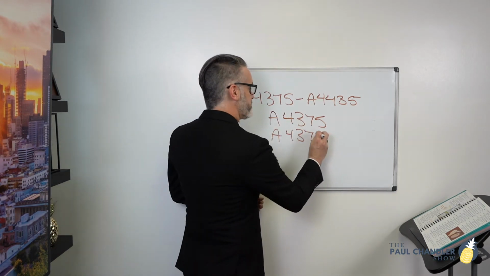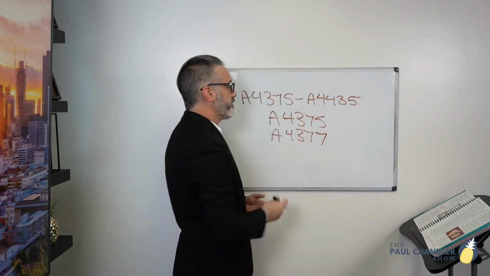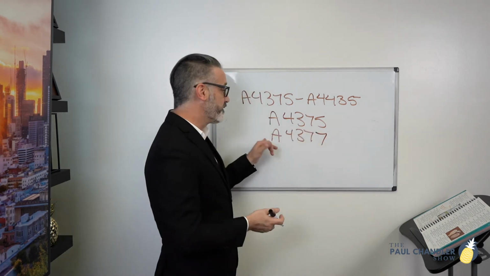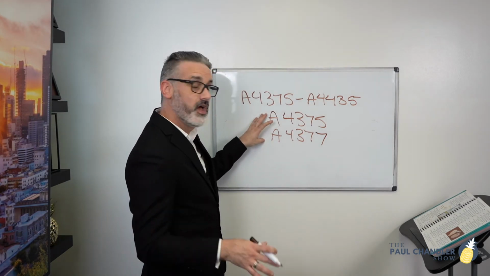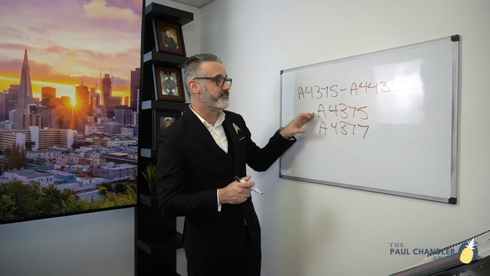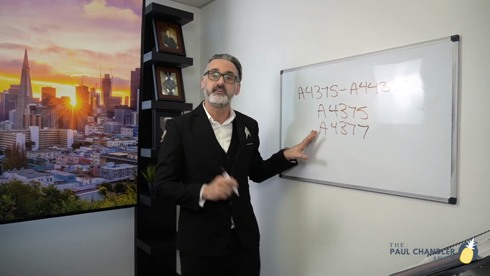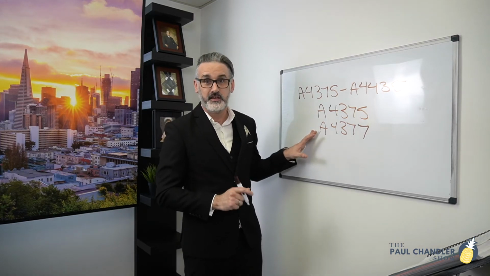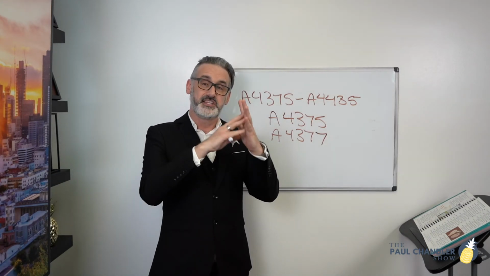Or let's spice it up a little bit, and we'll switch it out to A4375 and A4377. Both of those are ostomy pouches. Both of those are drainable, but here's the difference. A4375 with faceplate attached, A4377 for use on faceplate. So there's the difference. Is the faceplate already attached to the ostomy pouch?